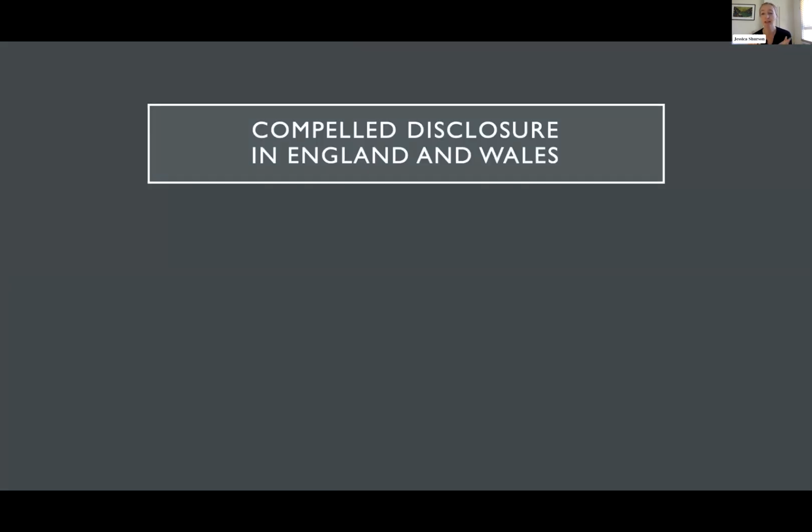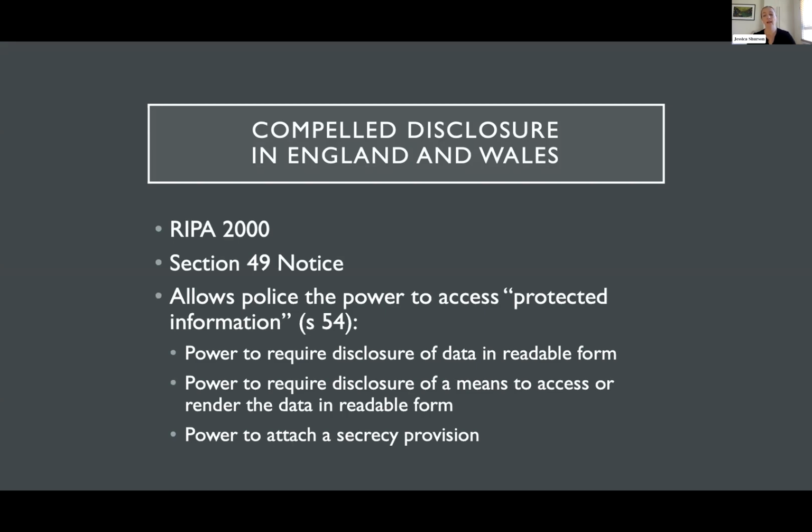They get the key by compelling disclosure. So the compelled disclosure laws in England and Wales are what we're going to focus on. The power is in the Regulation of Investigatory Powers Act 2000, and the legal process is called a Section 49 notice. This basically allows the police the power to access, quote, protected information. This would include encrypted data, either by requiring the disclosure of the data in readable form.